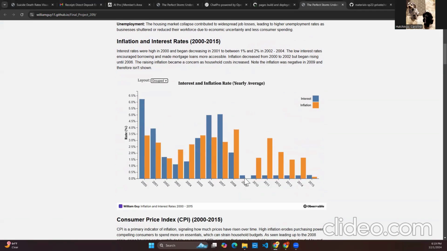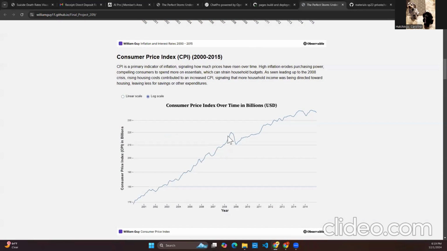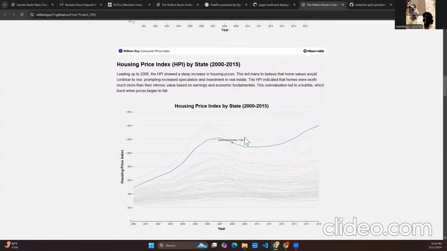In 2009, it appears as though there's no inflation. That's because inflation was negative that year. We can see that consumer price index, these are the goods we buy, increases over time. When we look at it on the log scale, there's a big increase in 2008, which led to more difficulty for people being able to afford their mortgage.